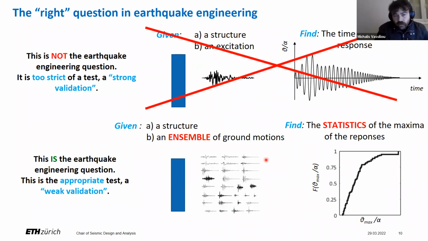They give you a bunch of ground motions and you're asked to find the median, the maximum, some percentile of the response, or the whole CDF of the time maxima. Hence, we claim that the validation procedure should be aligned with this question here, not with this. So the numerical model should be able to predict the CDF correctly, not the response to each ground motion individually.